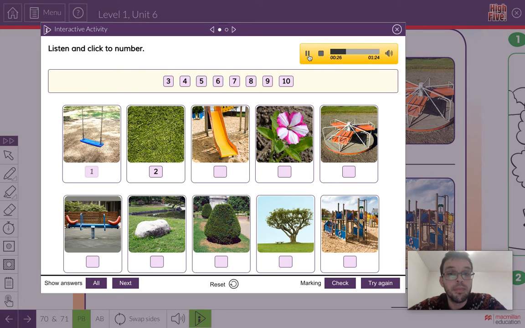4. I can play on the big slide in the park. 4, I can play on the big slide. Which picture is number 4?